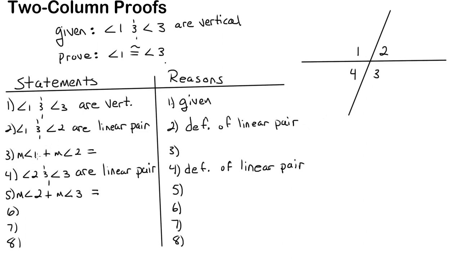Since angle 1 and angle 2 are a linear pair, statement number 3, that means that the measure of angle 1 plus the measure of angle 2 has to equal 180 degrees. Because if they are a linear pair, when you add them together, it has to give you 180 degrees. Now, what is our reason that involves adding two smaller angles together to give you the measure of a larger angle? Remember, that is called the angle addition postulate.